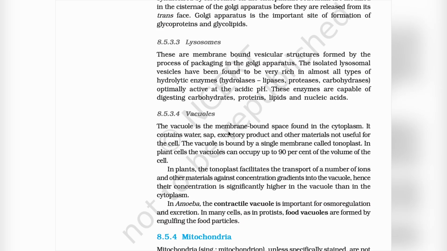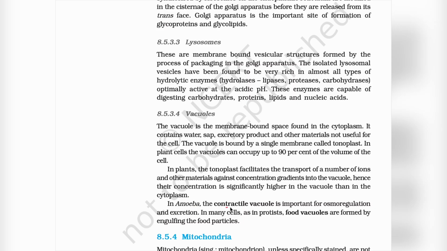Vacuoles. The vacuole is the membrane bound space found in the cytoplasm. It contains water, sap, excretory product and other materials not useful for the cell. The vacuole is bound by a single membrane called tonoplast. In plant cells, the vacuoles can occupy up to 90% of the volume of the cell. In plants, the tonoplast facilitates the transport of a number of ions and other materials against concentration gradients into the vacuole. Hence, their concentration is significantly higher in the vacuole than in the cytoplasm.